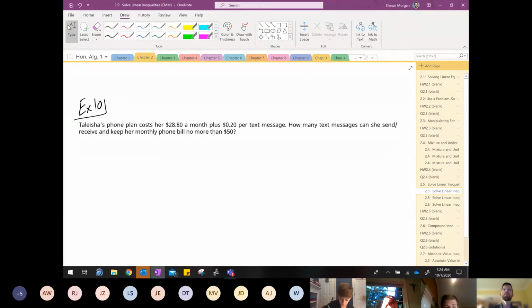Talicia's phone plan. It's $28.80 a month, and they charge her 20 cents per text. This is an old question, by the way. Now, you guys are super young, and you might not realize this, but do you know that back in the day they used to charge per text? Y'all ever heard of such?